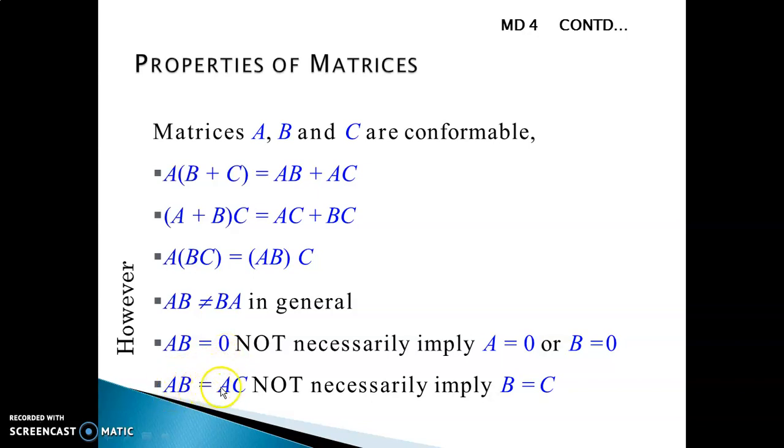Similarly, A into B equal to A into C doesn't mean that B must be equal to C. It is not necessary that the product of A and B and the product of A and C are equal only when B is equal to C. Maybe B and C are not equal, but still the product of A into B is equal to A into C. So these are the properties which are satisfied by the matrices.